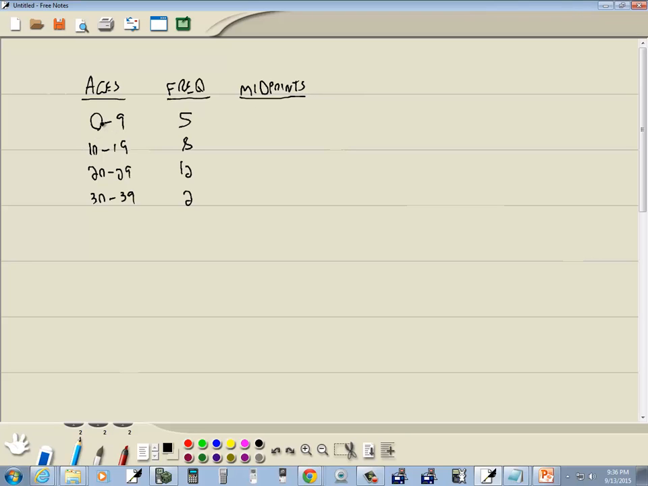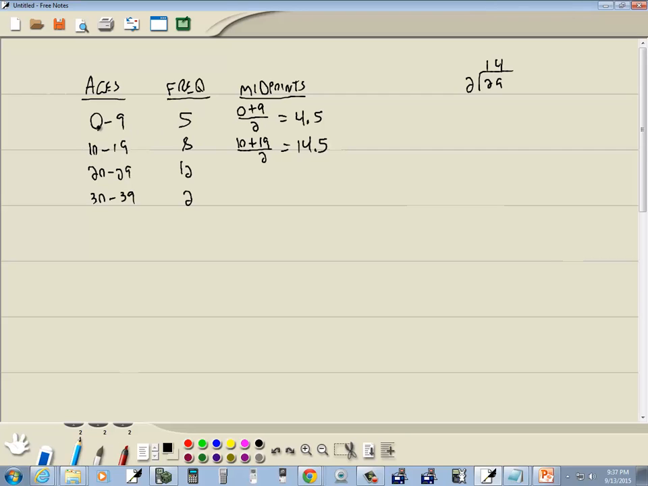Midpoints, there's a couple different ways you could do it. We're going to go with this formula: 0 plus 9, so you take the lower class limit plus the upper class limit, divide by 2, and that gives us 4.5. Next one would be 10 plus 19, that's 29 divided by 2, which is 14.5. I didn't even actually need to do that one.